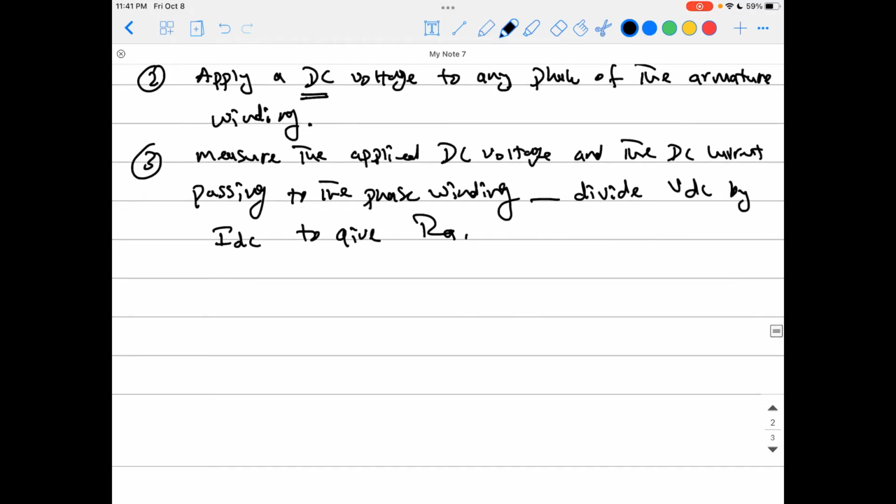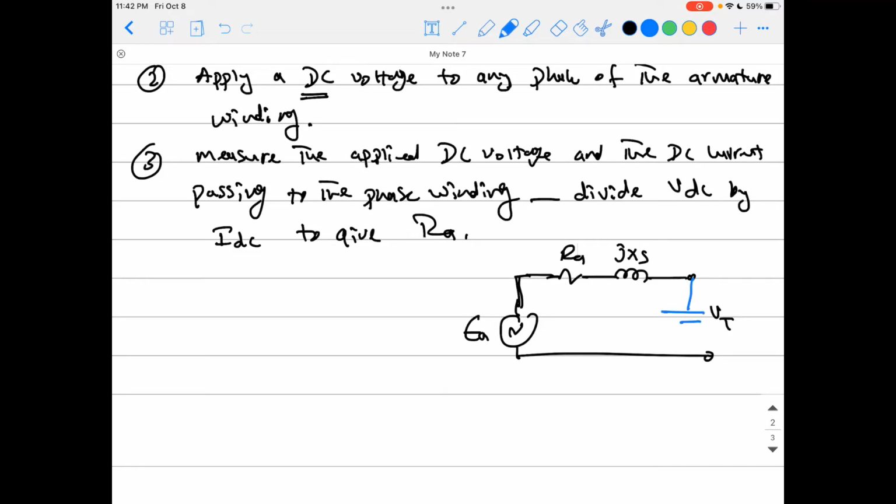The whole point is that we force the machine to stay still, so we do not rotate the machine, the speed is 0, and we use DC voltage. Why both of those? To understand this, let's go back to the equivalent circuit. That's jXS, and that is RA. I'm sorry, we don't have brushes here. So that is the EMF, EA, and that is the terminal voltage. Here, we are applying a DC voltage from outside, and that is VDC. And the current moving here is IDC.